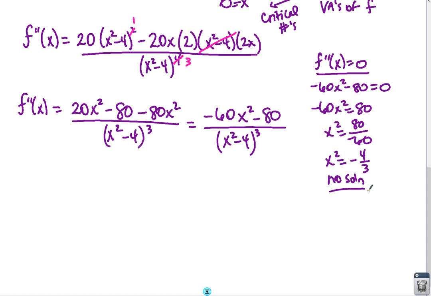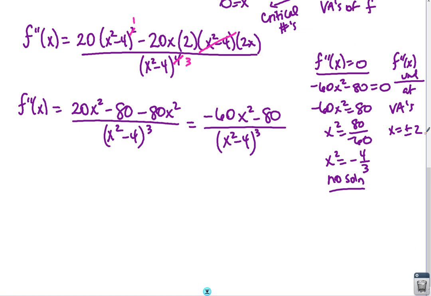Is there a place where my second derivative is undefined? Why, yes, there is. The same place that my first derivative is undefined and my function itself. Again, I have this in the denominator, the x squared minus 4. So f double prime of x is undefined at vertical asymptotes, x equals plus and minus 2. Okay, so that's a lot of information.